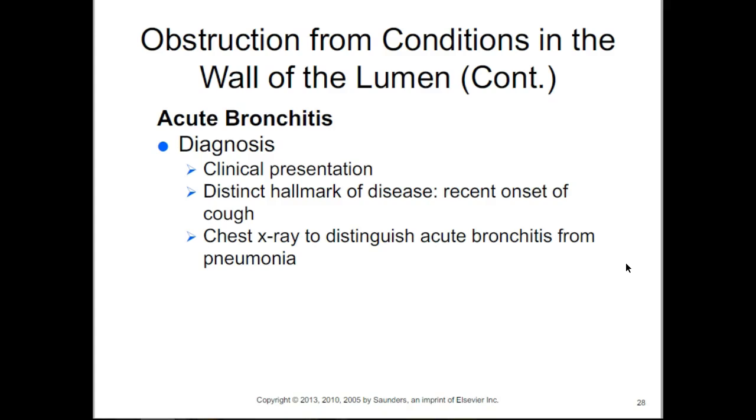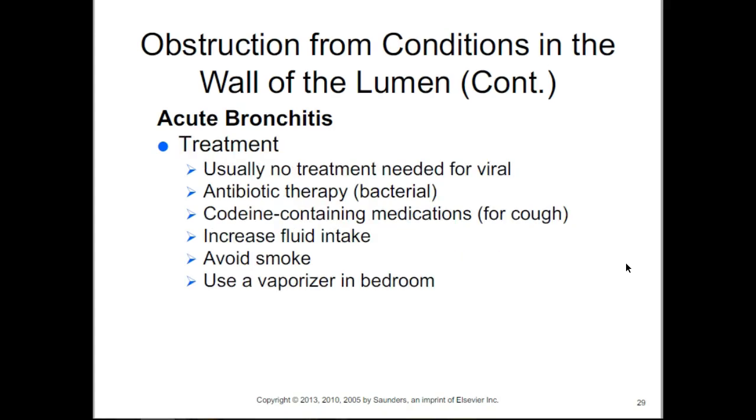So a chest x-ray is often necessary to make sure that there's a clear distinction between acute bronchitis and pneumonia, because pneumonia is going to have lots of whitish stuff being seen in the lungs, which is fluid in the alveoli. All right, so treatment is usually no treatment if it's viral, but antibiotics if it's bacterial.